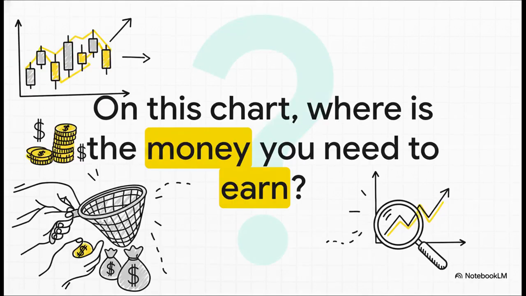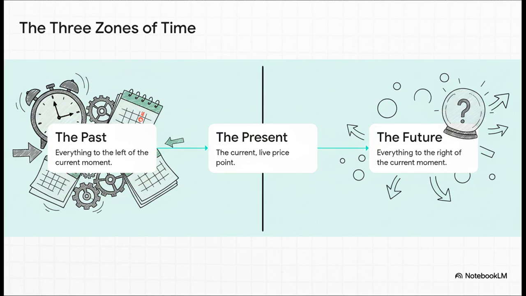Simple. Okay, but with that simple picture in mind, let's ask the million-dollar question. Literally, if you're a trader looking at this chart, where's the money? Where is the actual profit that you're trying to capture? Well, think about it like this. If you draw a line straight down from the current price, from this exact moment, you split the chart into three zones. Everything to the left, that's the past. It's already happened. And everything to the right, well, that's the future.